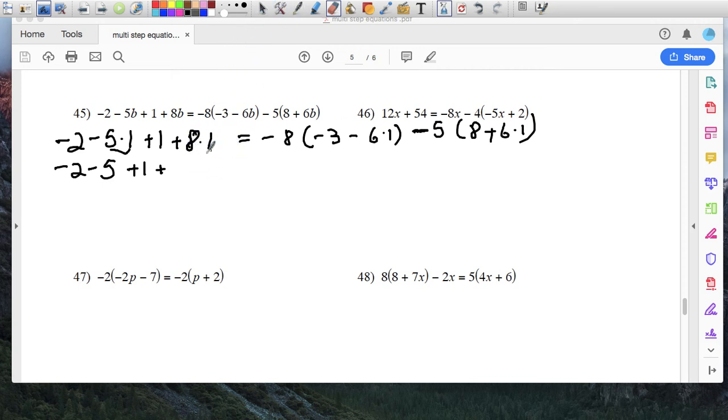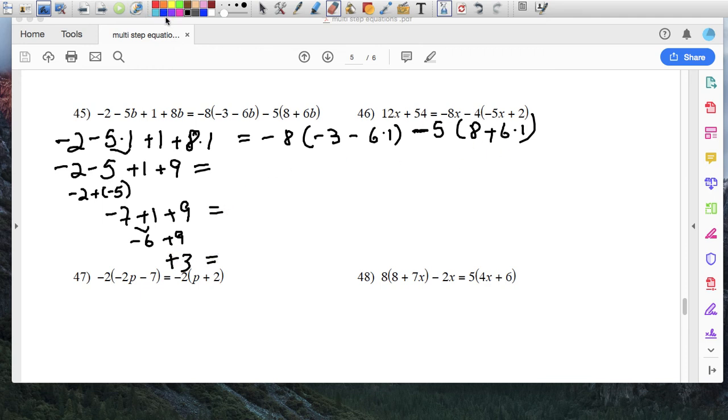Should be 1. So 8 times 1 is 9, positive, by the way. Let me just continue. Negative 2 and negative 5 is the same thing as negative 2 plus negative 5. Negative 2 plus negative 5 is negative 7 plus 1 plus 9. Negative 7 plus 1 is negative 6. And then plus 9 is going to give us negative 3. So all this side equals, not negative 3, but positive 3, sorry.